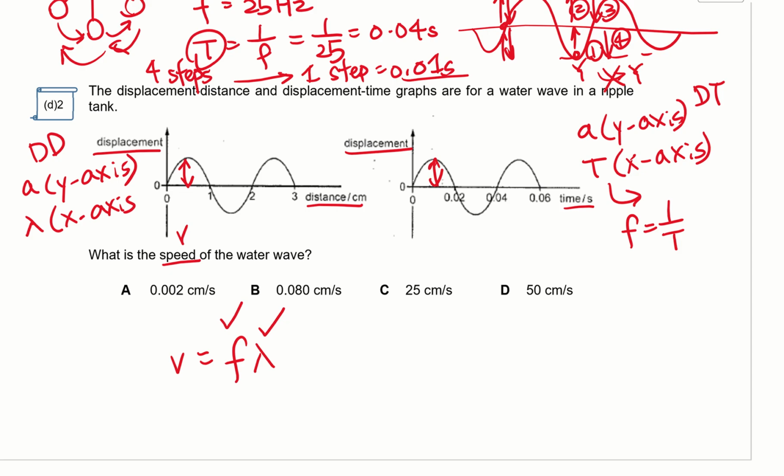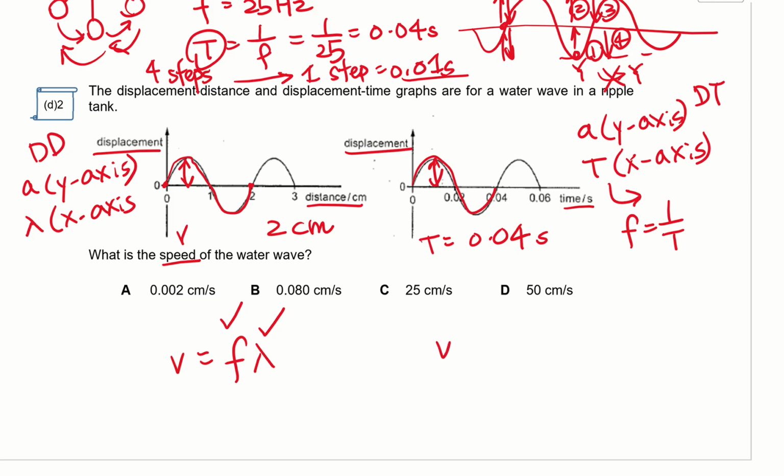Okay, so if I were to start from here, let us find a complete wave. So it's 2 cm. Okay, take note of the units. How long does it take to complete a complete wave, which is finding the period, which is 0.04. So the period is 0.04 seconds.